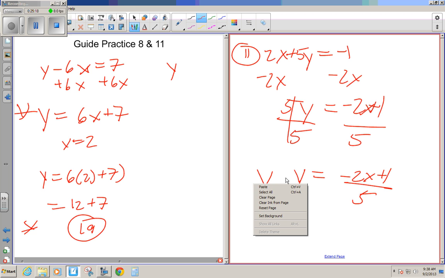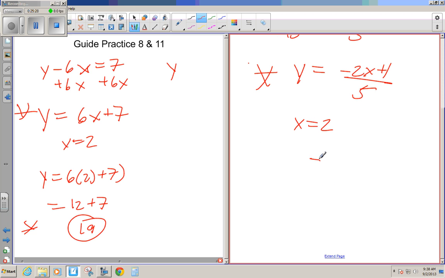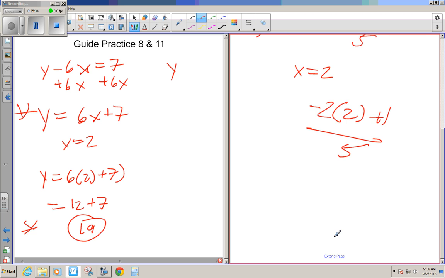That's the first part. Now, substitute x equals 2. So we got negative 2 times 2 plus 1 over 5. Well, that's negative 4. And negative 3/5 is what we get for this problem. Now, let's go back over.